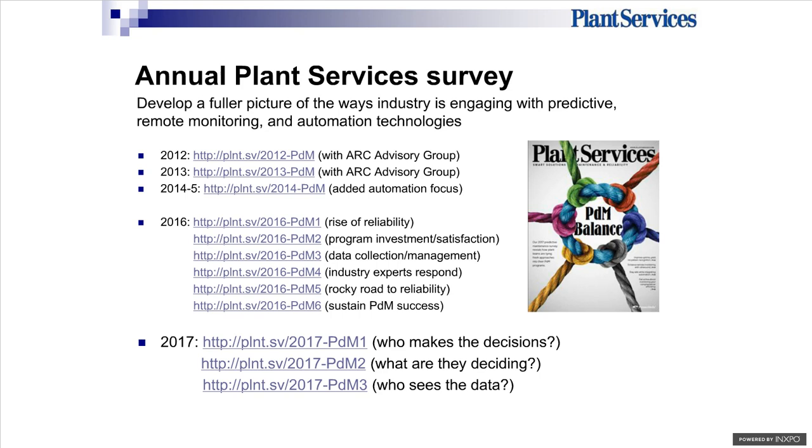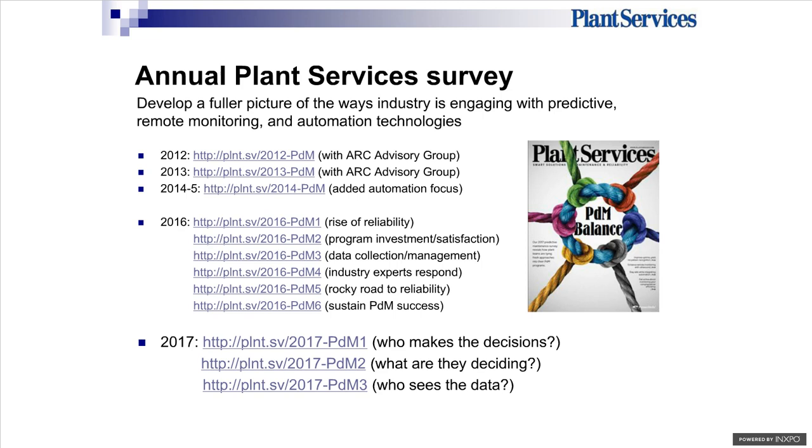This slide shows the historical series on predictive maintenance research in Plant Services, including all 6 key stories from last year. The last 2 of those stories represent the what-do-you-do-when-your-PdM-program-needs-a-restart. And also 3 links to the 2017 cover story. And these 3 topics are how this presentation is structured.